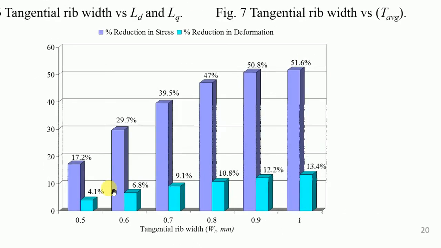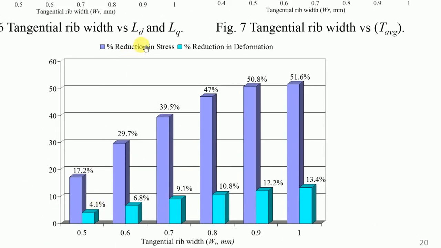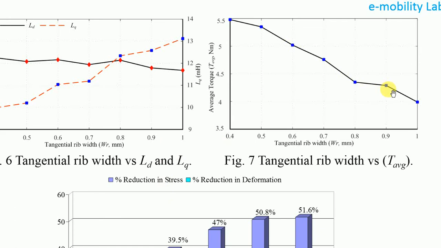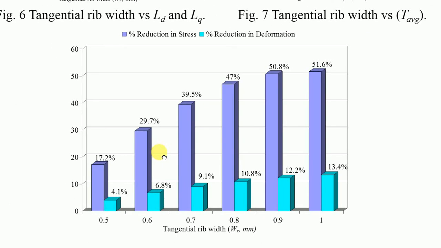From the mechanical perspective, all these data are with respect to 0.4 mm. This bar represents the reduction in stress and this bar represents the reduction in deformation. When we are increasing the rib width, we are actually making the motor robust from a mechanical point of view. But when we make it robust, we have a decreased performance in torque. So what should we do now?